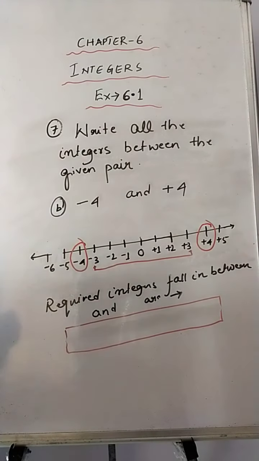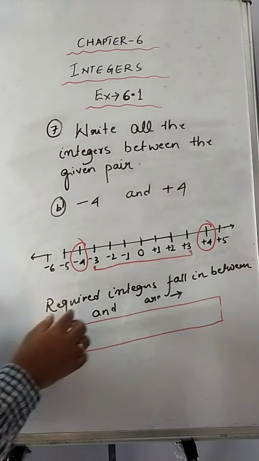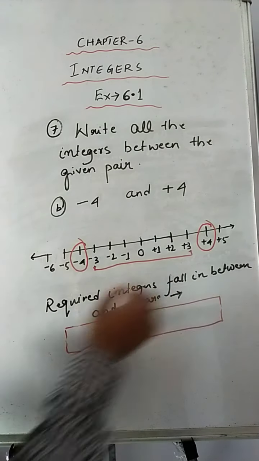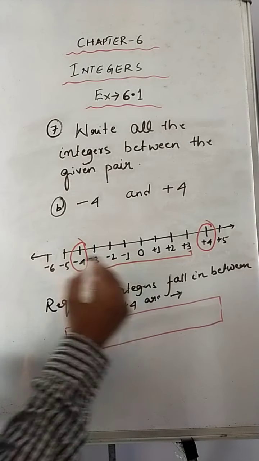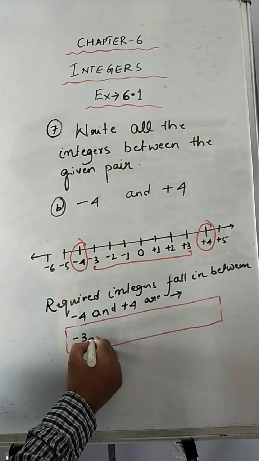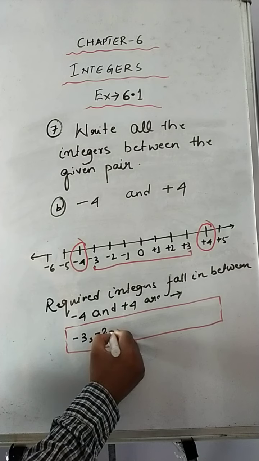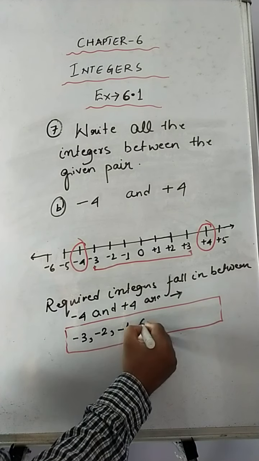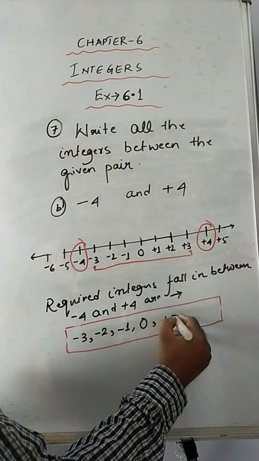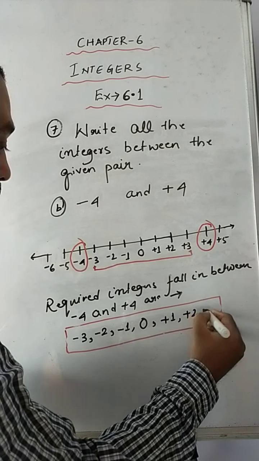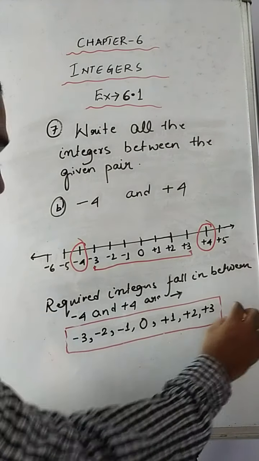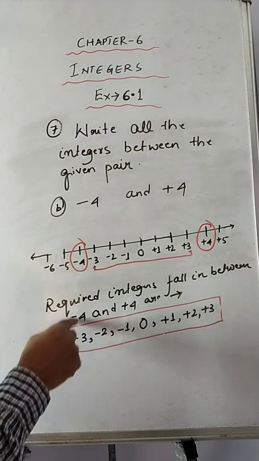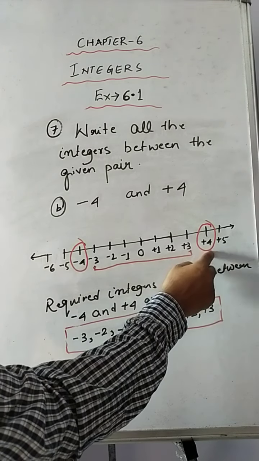Okay, so we have to write it in the increasing order. So what we have to write? Required integers that fall in between minus 4 and plus 4 are minus 3, minus 2, minus 1, 0, plus 1, plus 2 and plus 3. So these are all the required integers which fall in between minus 4 and plus 4.